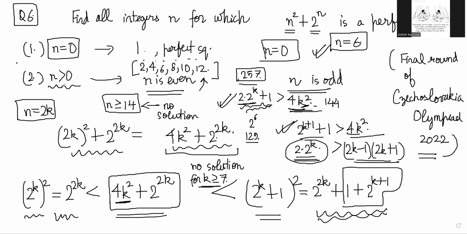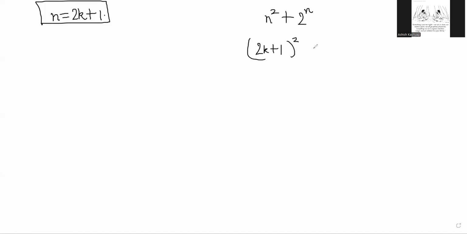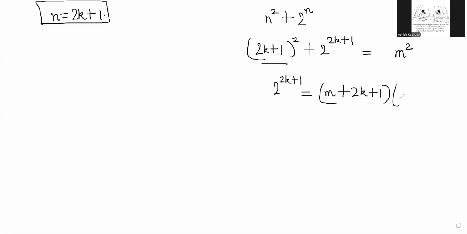Now you have to think of odd numbers. You have n square plus 2 power n. And n can be thought of as 2k plus 1. So this becomes 2k plus 1 whole square plus 2 power 2k plus 1 should be some perfect square, right? So we can at least write it as a difference of squares if you want. M square minus this square. So m plus 2k plus 1 and m minus 2k minus 1.